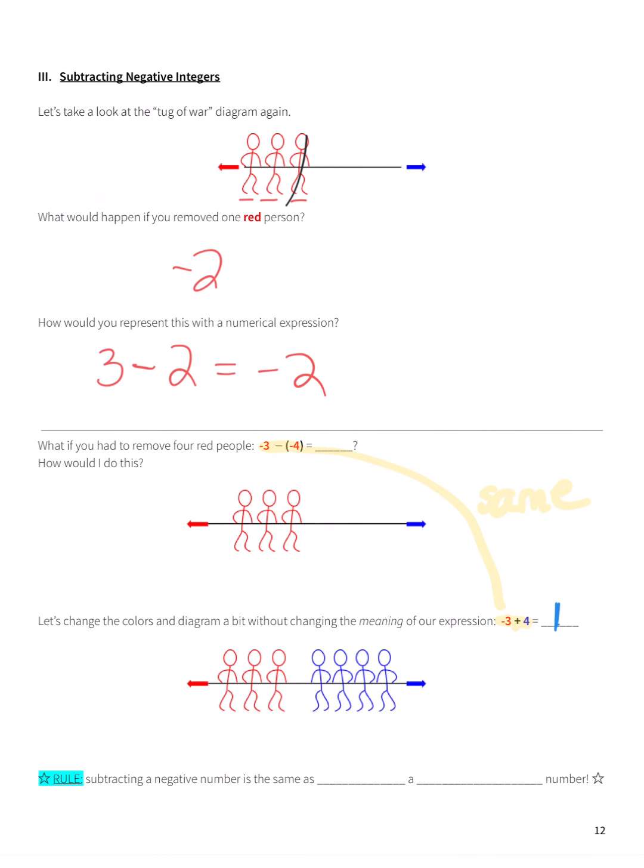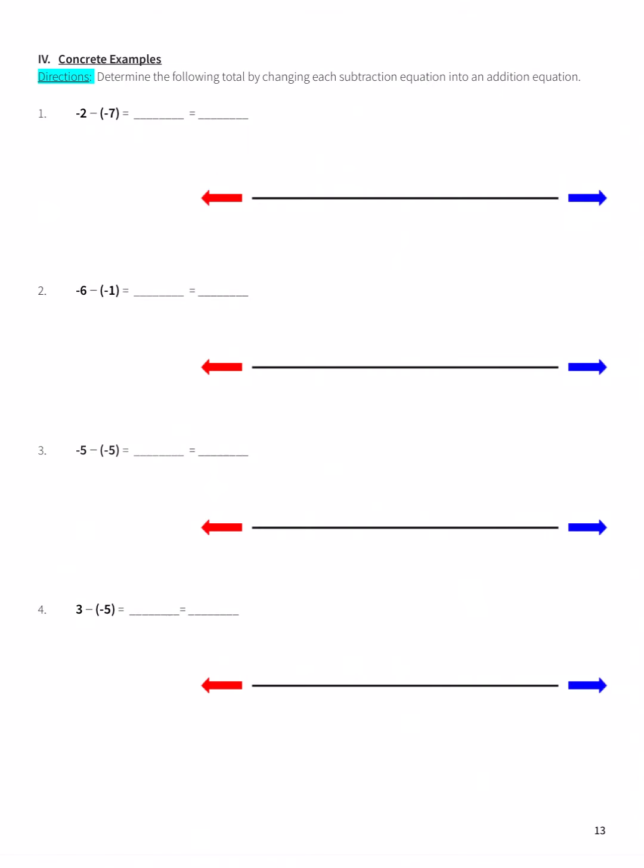So let's get that in our notes. Adding a positive, okay? Because we add the opposite. So when we're subtracting a negative number, we're adding a positive. Positive is the opposite of negative. So when we subtract, we add opposite.